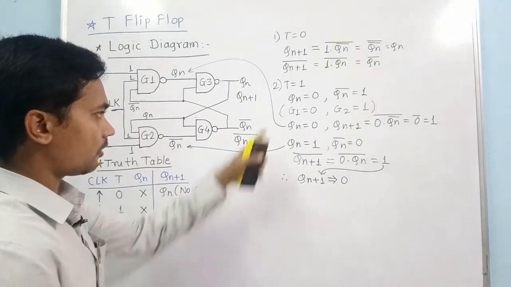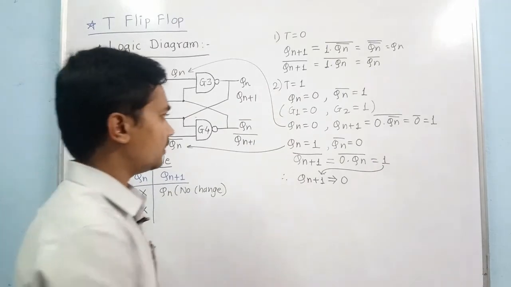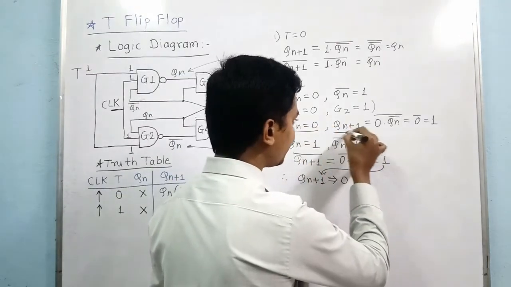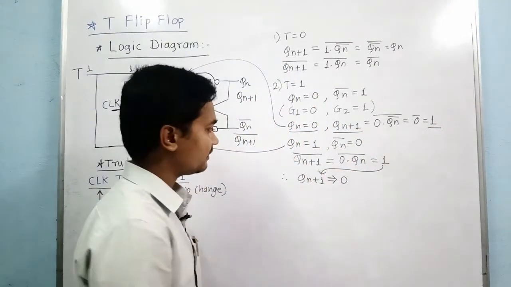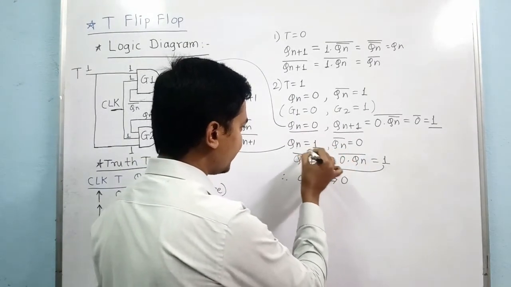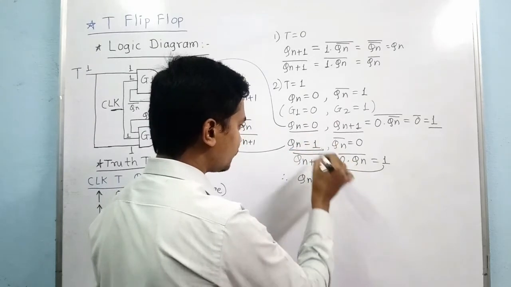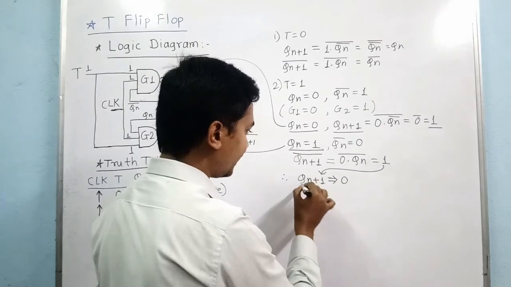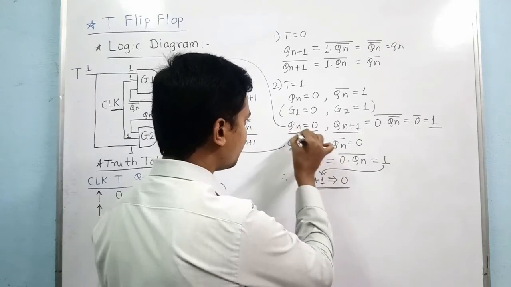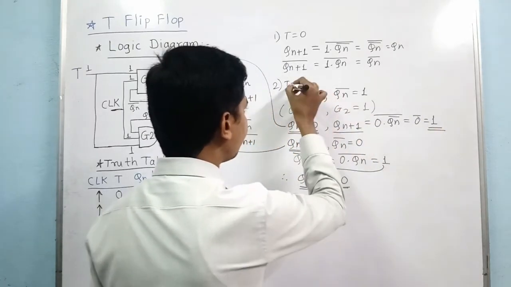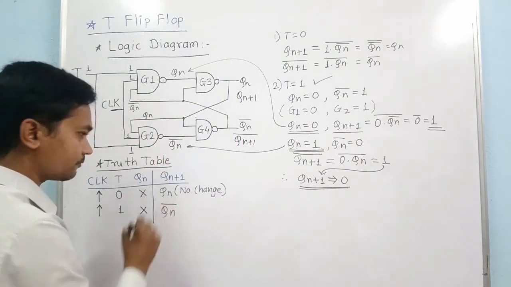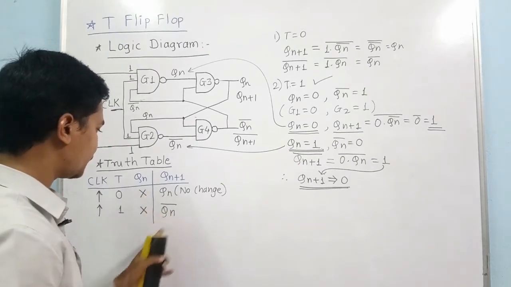Now here if you observe these statements, then you will find when I considered here Qn equal to 0, then we got Qn plus 1 equal to 1, and when we considered Qn equal to 1 here, that time I got Qn plus 1 equal to 0. So here we have got complemented output when t equal to 1. So here I can write Qn bar. Okay, so I hope you understood this truth table.